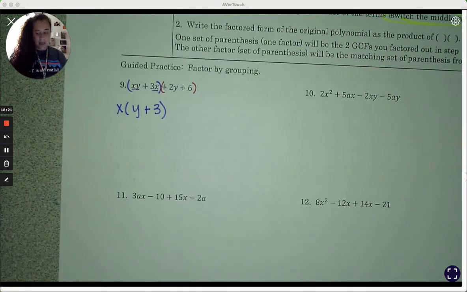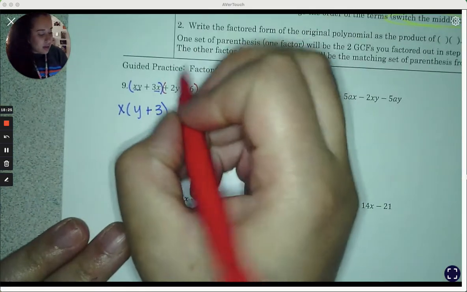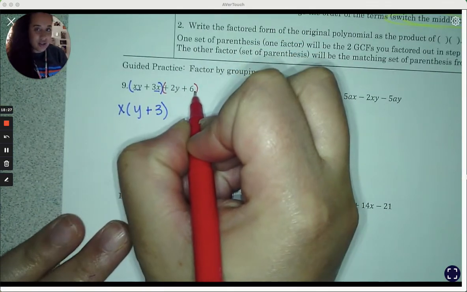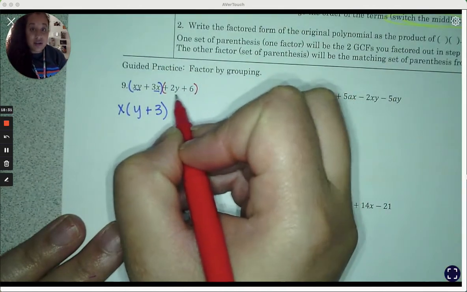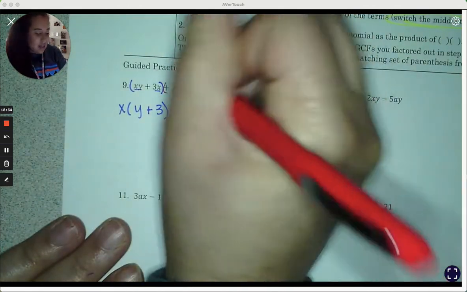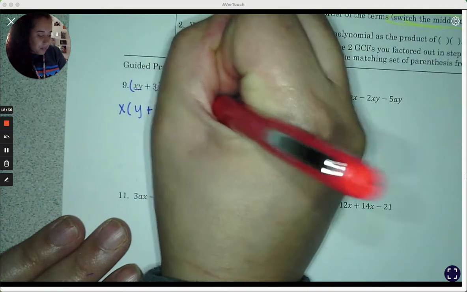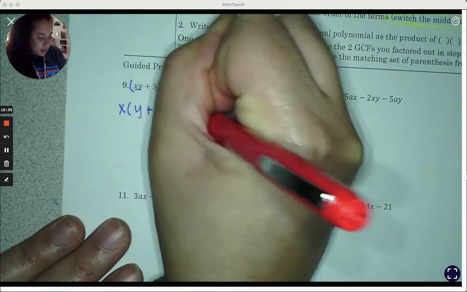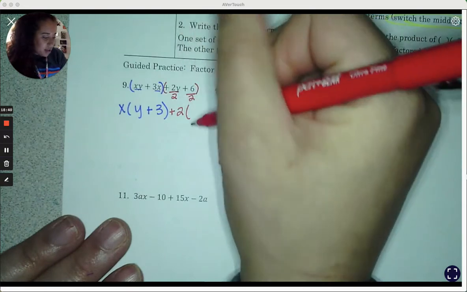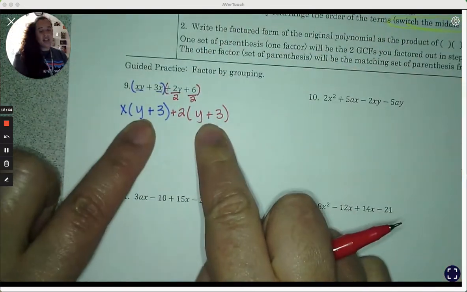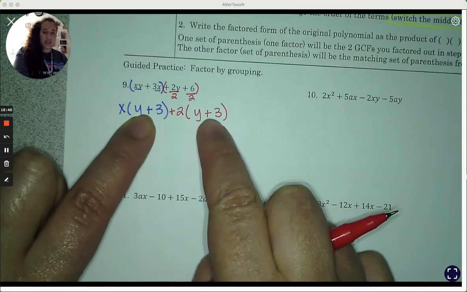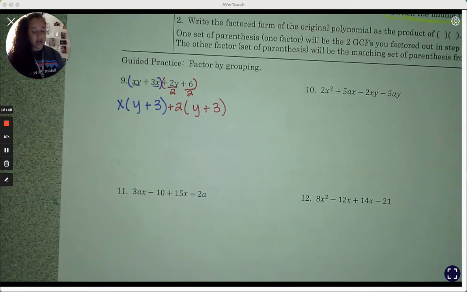In my second set of parentheses, I notice that this has a 2y and this is just a 6, so I can't factor out a y. But 2 is a factor of 6, so I can divide by 2. And when I divide by 2, I get y plus 3. And as long as these two sets of parentheses match, I know I'm on the right track.